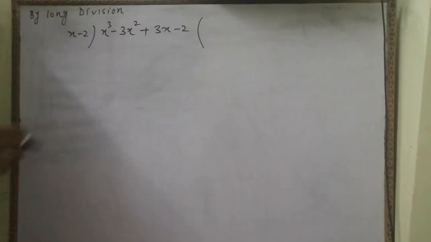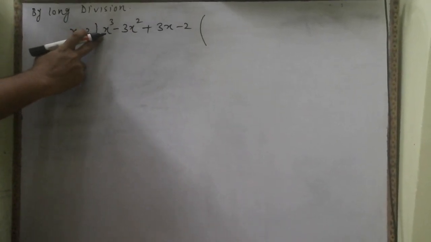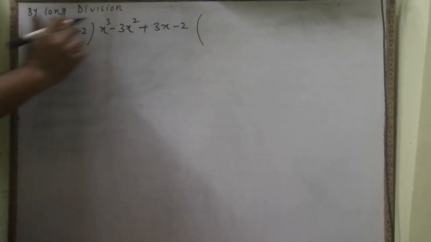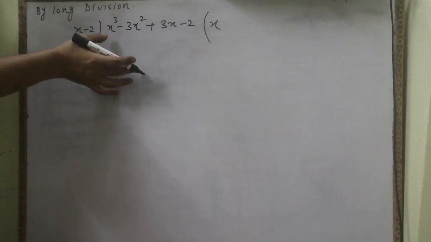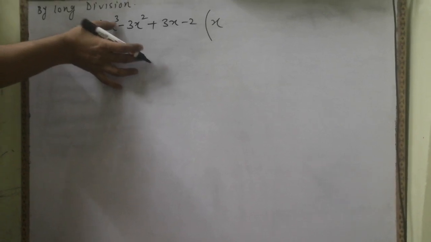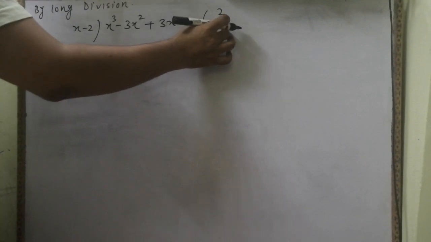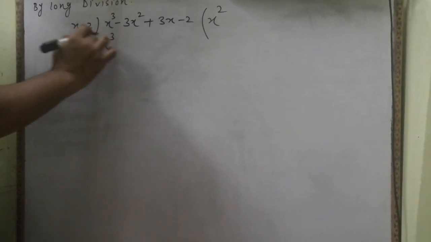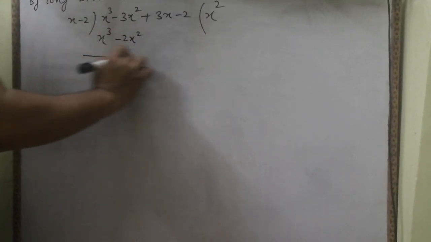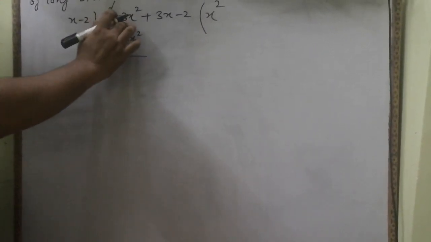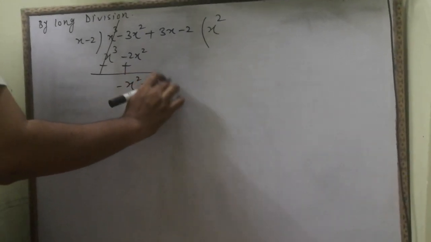divide this term. Here the coefficient of x is not there, so we will just write x. The power is 3 and 1, 3 minus 2 is 2, so x square. Multiply this: x square into x will be x cube, minus 2 into x square, minus 2x square. Then plus minus cancel out, minus 3x square plus 2x square is minus x square, plus 3x.